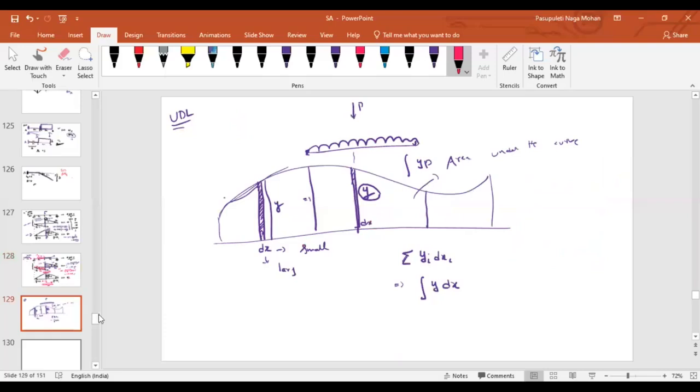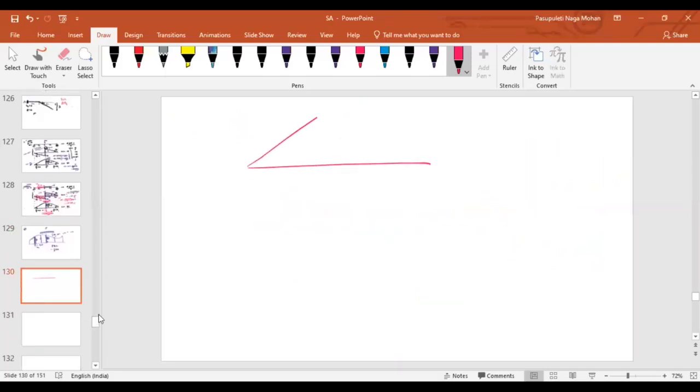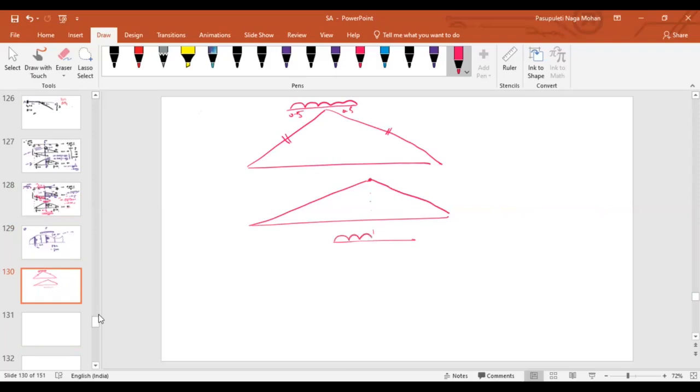When should you say 0.5 and 0.5? Only when this slope and this slope are equal, then only can you say it should be 0.5 and 0.5. What if the case is like this? Still will you say 0.5 and 0.5? No, sir. In one case the slopes are equal. In the other case, this is a lesser slope and this is a higher slope. Still will you say 0.5 and 0.5? Obviously, by common sense, we can say it's not.